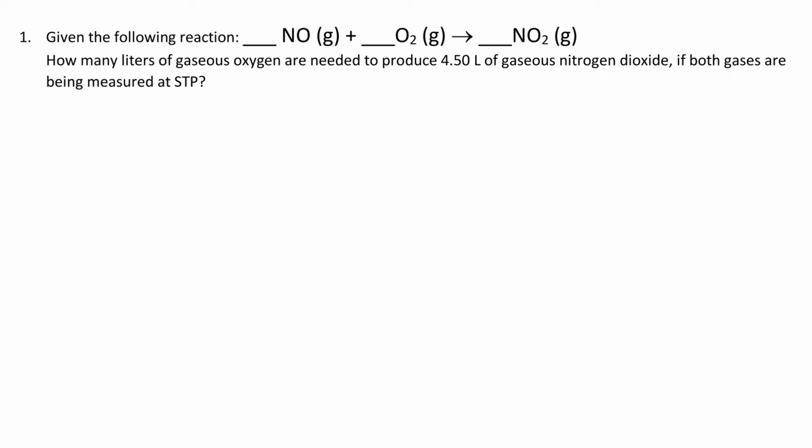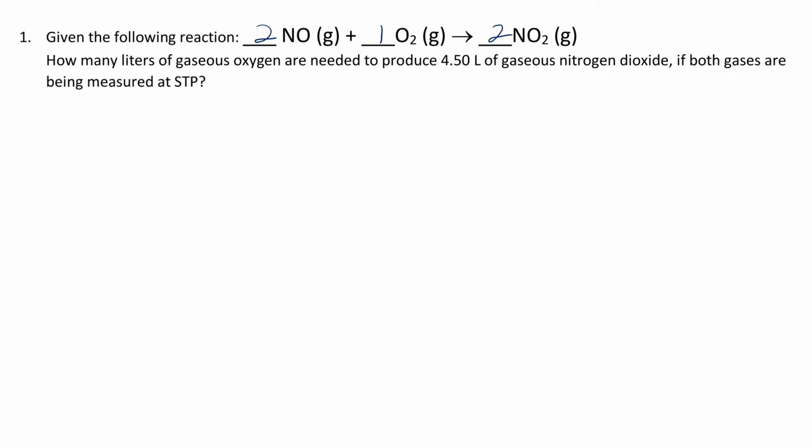Given the following reaction, how many liters of gaseous oxygen are needed to produce 4.50 liters of gaseous nitrogen dioxide if both gases are measured at STP? So with stoich, you need to remember that you need to balance an equation or create an equation if you need to based on the names. So let's see, NO plus O2 produces NO2. Let's put a 2 over here. This becomes 2 N's, so 4 O's on my right. I only have 2 O's on my left, so I'm going to add a 1 here. Now I am balanced on both sides.